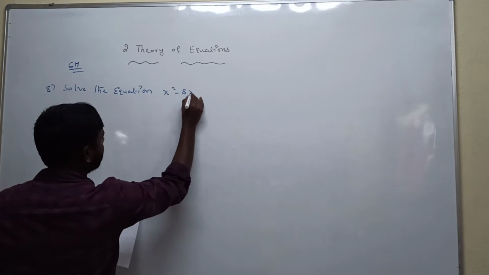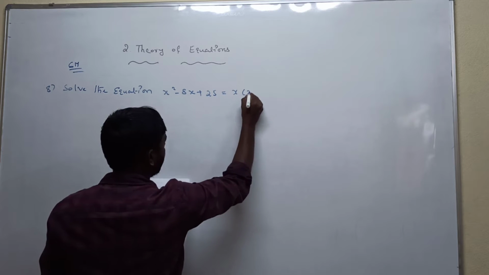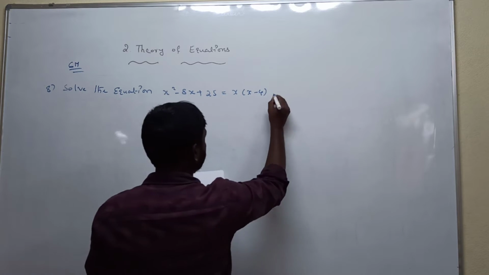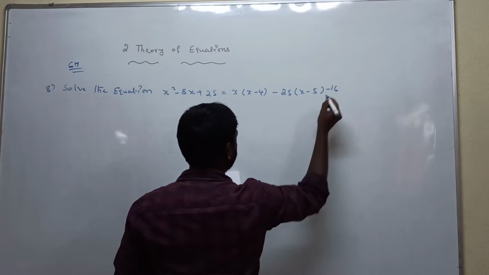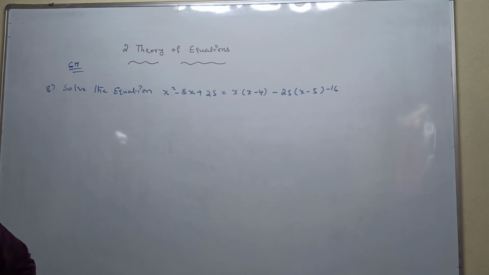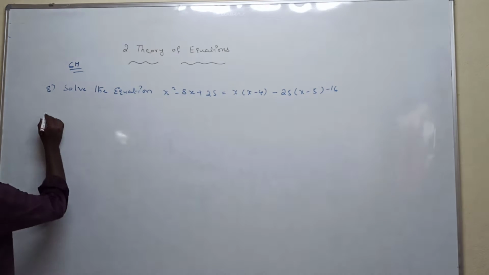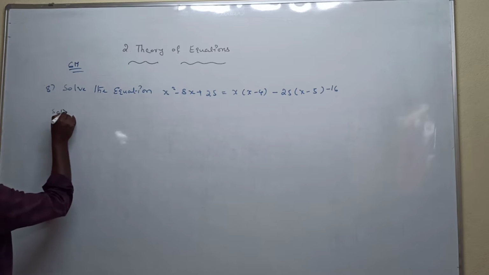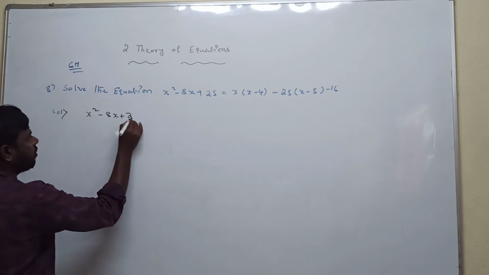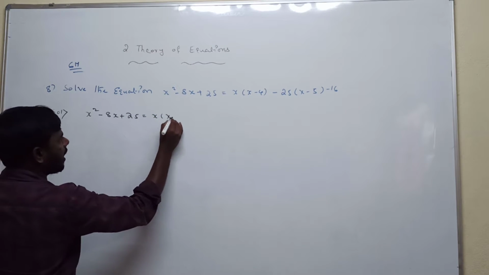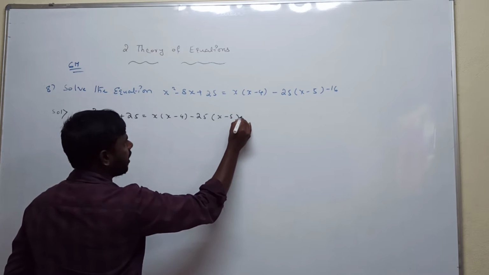x square minus 8x plus 25 is equal to x into (x minus 4) minus 25 into (x minus 5) minus 16. To solve the given equation means to calculate the x value. First of all, write the given equation as it is: x square minus 8x plus 25 is equal to x into (x minus 4) minus 25 into (x minus 5) minus 16.